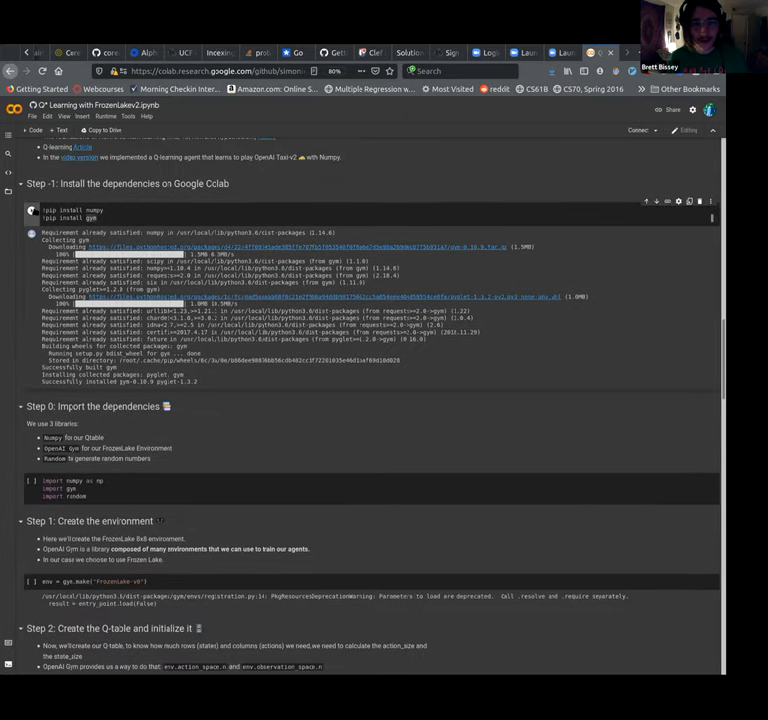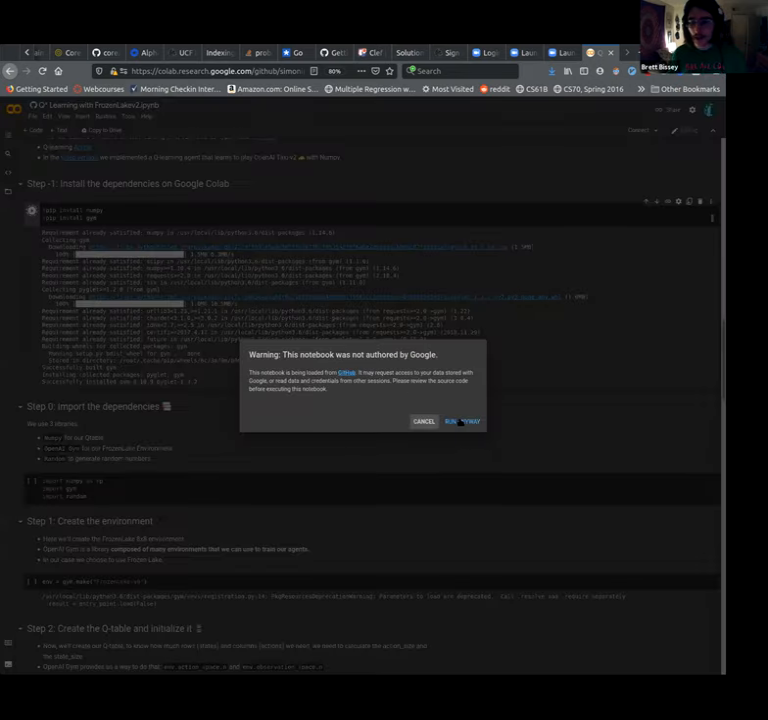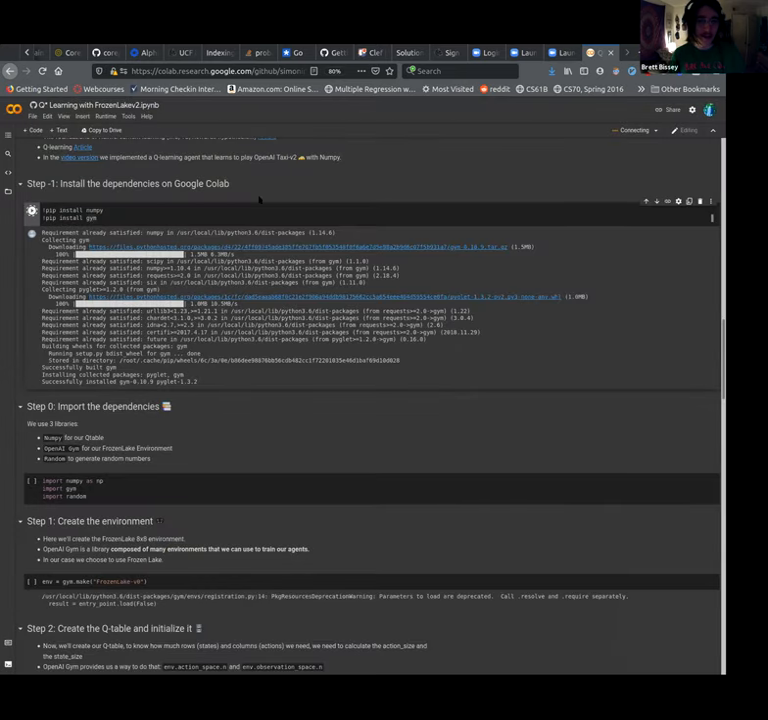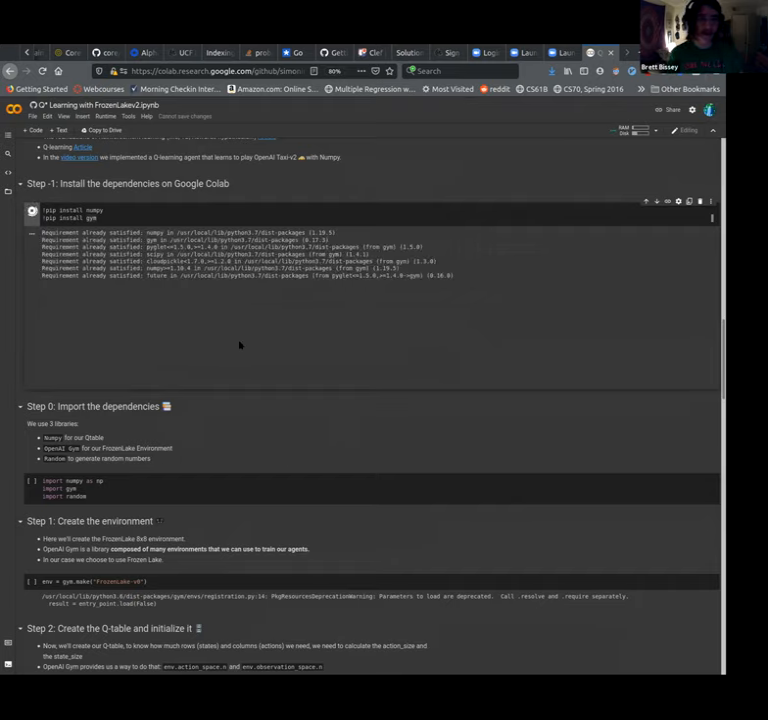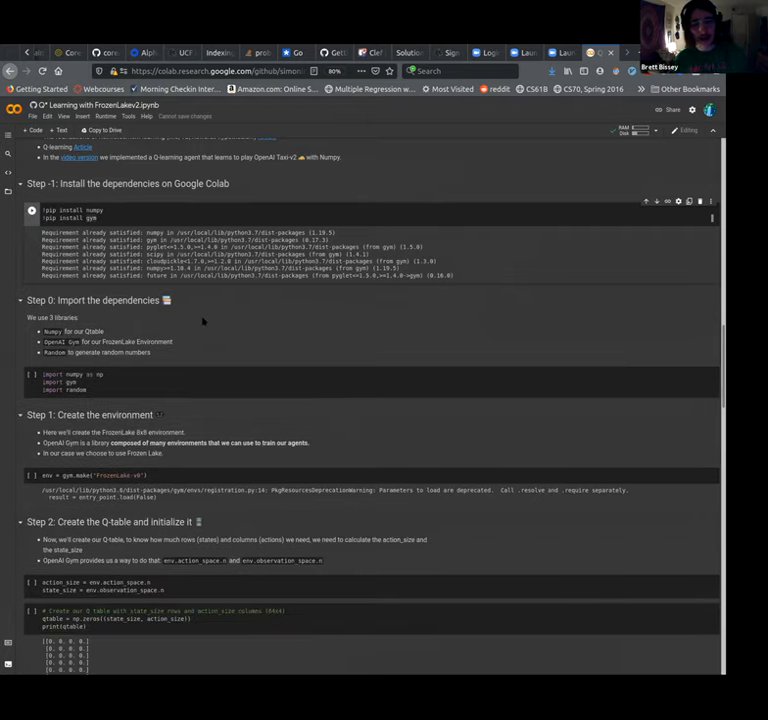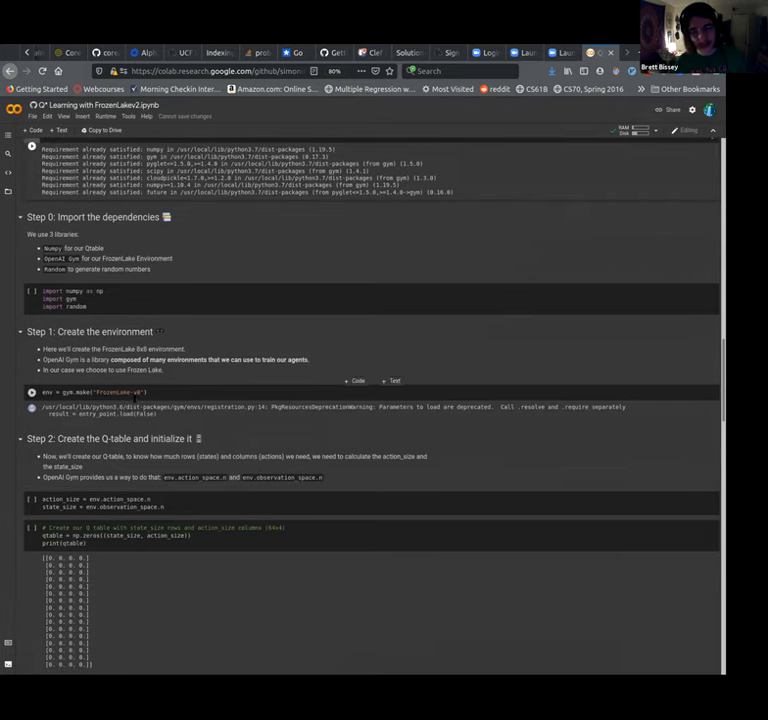So, installing NumPy and Gym. This demo doesn't actually use any neural networks. It uses NumPy to keep track of a Q matrix, and the Q values are the expected reward value. So it's going to keep track of a matrix at each space on the Frozen Lake grid. So we're going to import our dependencies.